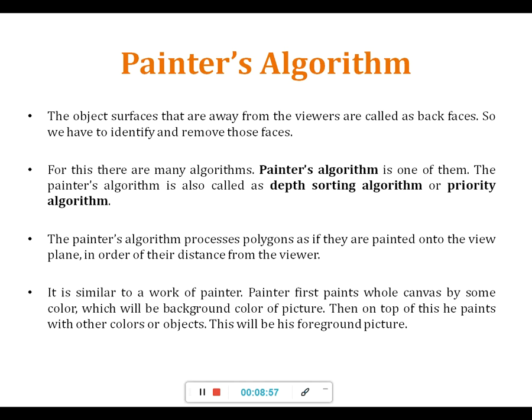So we are assuming this is the background color. Then on top of this, he paints with the other colors of the object, and whenever we are painting on top of any particular thing with the other colors of an object, we will be using this as a foreground picture. Newly painted colors on the canvas are considered the foreground picture, and whatever color the canvas initially has will be called the background color. Okay, so I will show you this concept by the diagram here.